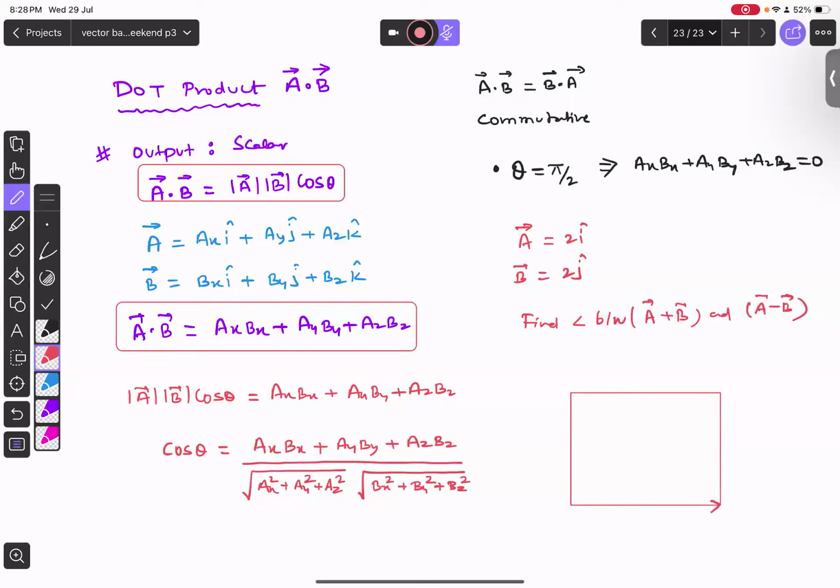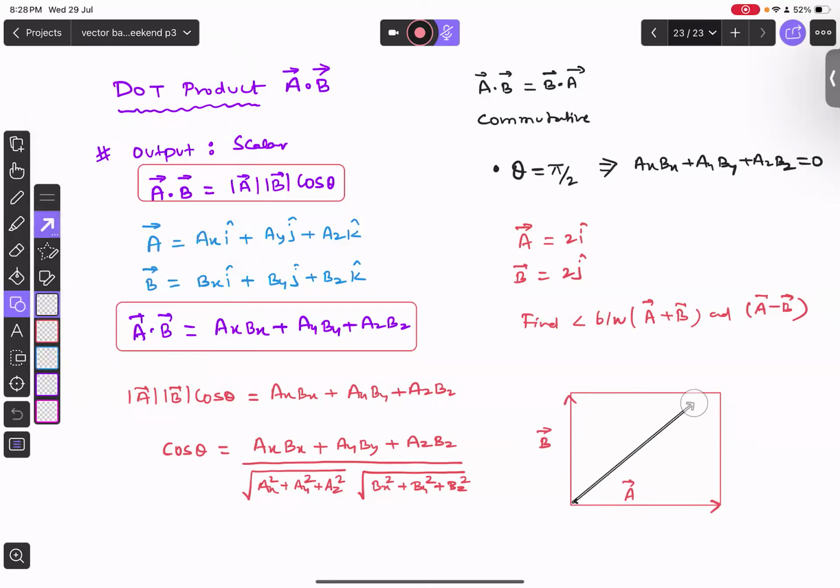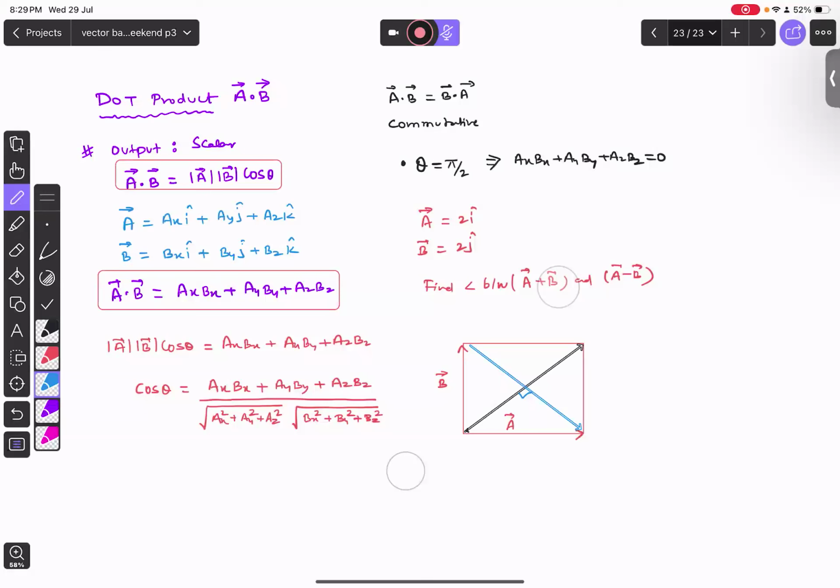In a parallelogram with two sides, maybe I'll draw that. If this is vector A, then this will be vector B. Then the sum of these two vectors will be given by this black diagonal, and A minus B will be given by this blue diagonal. And A and B are the sides of a square, so these diagonals must be perpendicular to each other. And that is the same thing we can find here also.